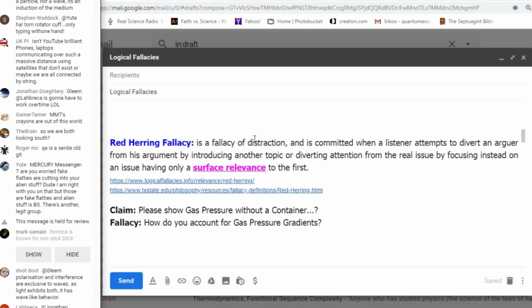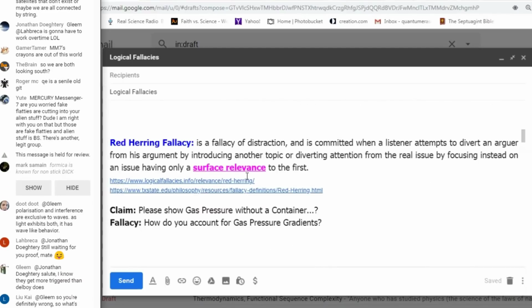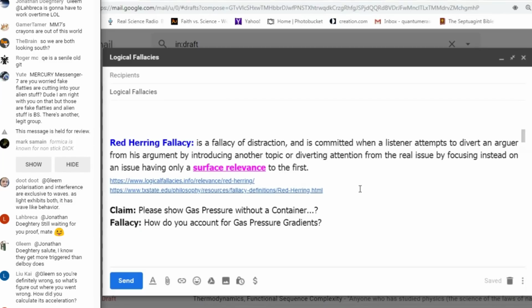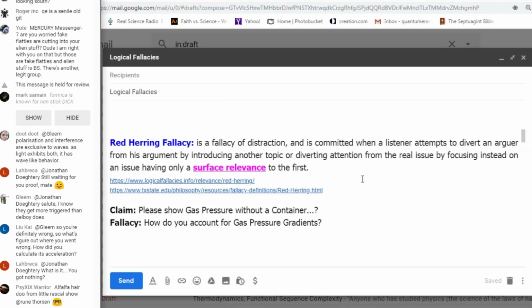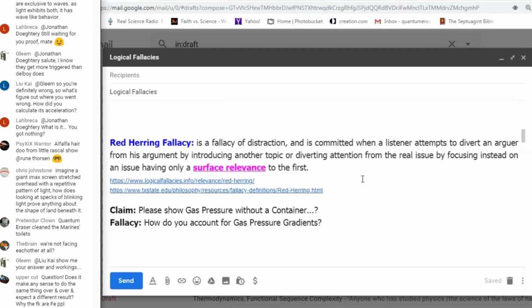A lot of them are mixed up with red herring fallacies. They're pretty close, straw man and red herring. So a red herring fallacy. This is a fallacy of distraction, and is committed when a listener attempts to divert an arguer from his argument by introducing another topic, or diverting attention from the real issue by focusing instead on an issue having only a surface relevance to the first.